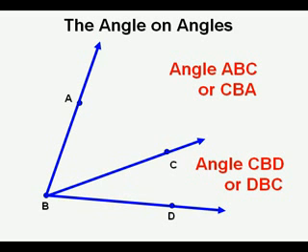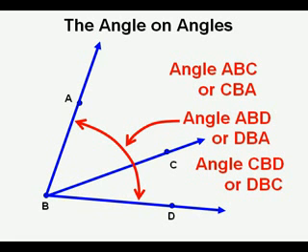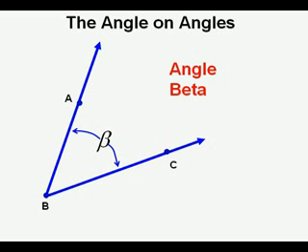And I almost forgot, there's even one more angle in this drawing. The two angles together, the top and bottom, make a third, bigger composite angle as well, and that would be angle ABD or angle DBA. An angle can also be named after a Greek letter, usually located in the center area of the angle. This, for instance, is angle beta, and beta is the Greek letter for B.